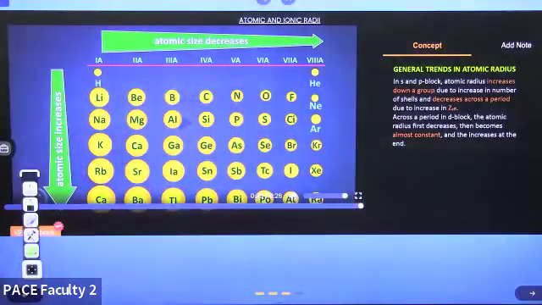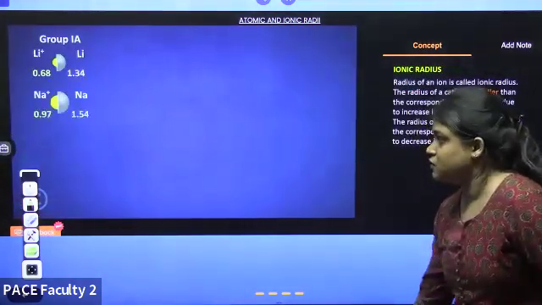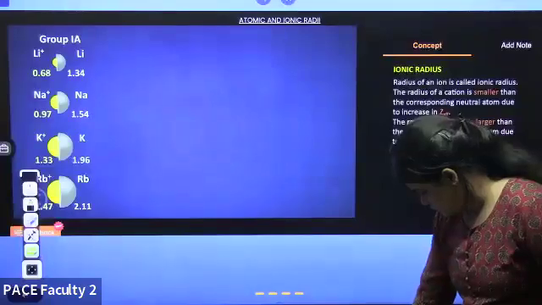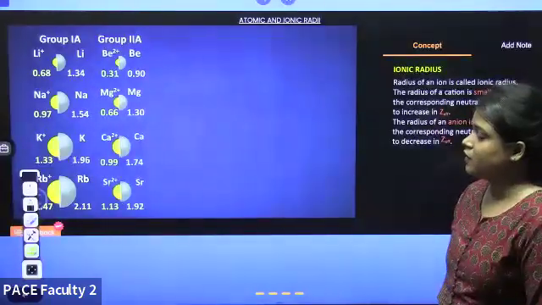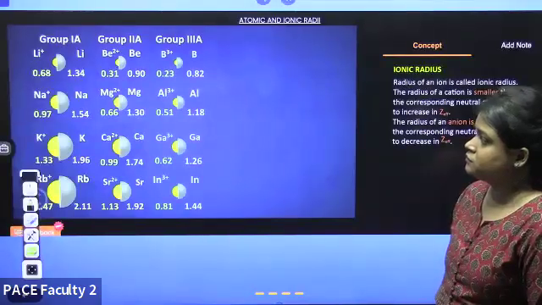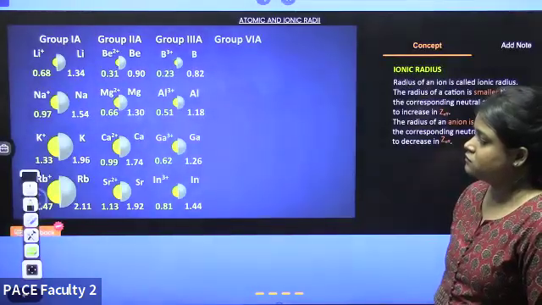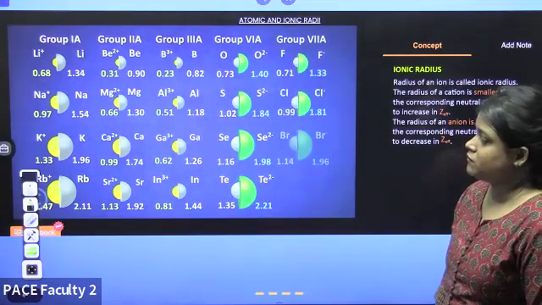Moving on. Ionic radius. Radius of an ion is called ionic radius. The radius of a cation is smaller than the corresponding neutral atom due to increase in Z effective. The radius of an anion is larger than the corresponding neutral atom due to decrease in Z effective.